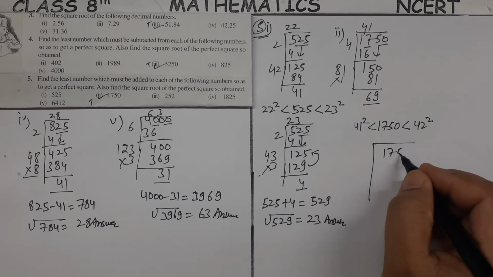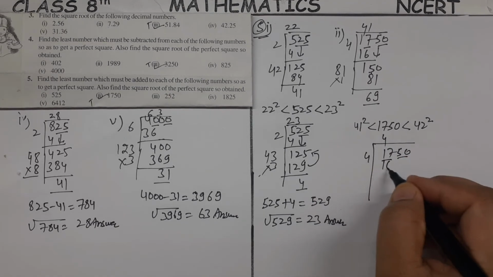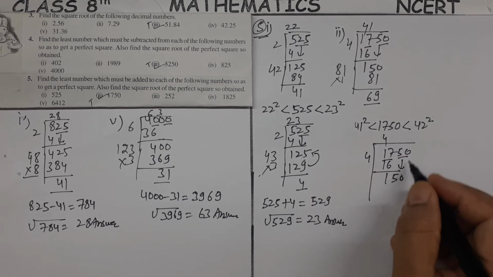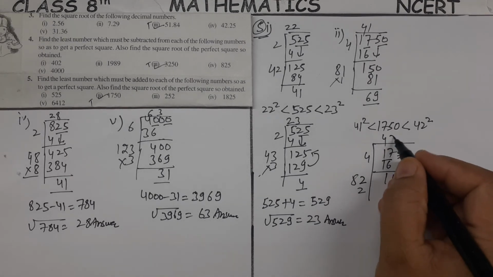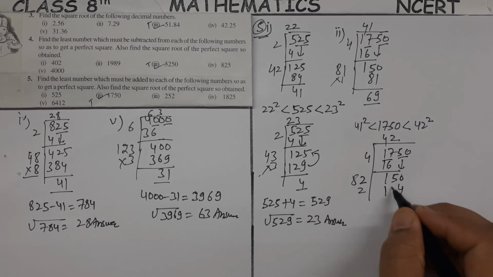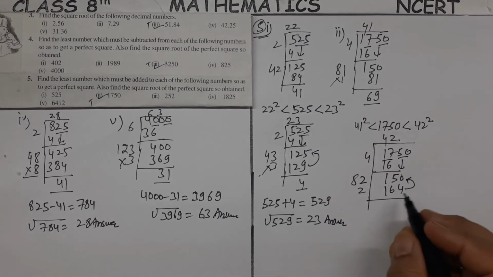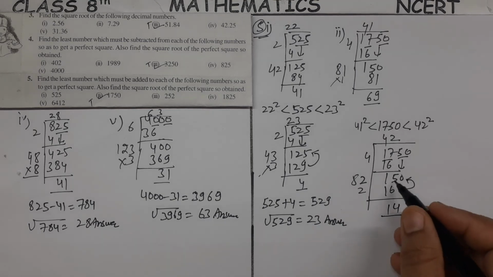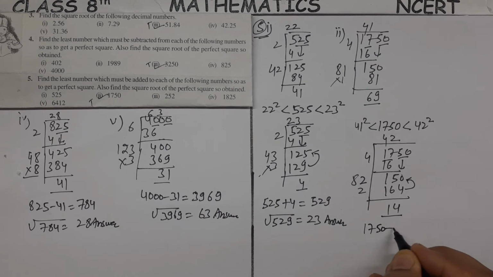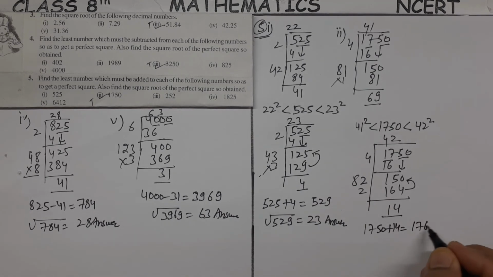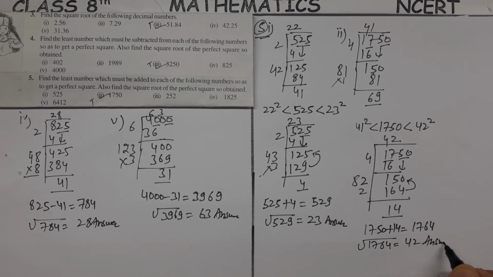Again we will try. 4 4s are 16. 150. Double of 4 is 8, 2 multiplied by 2. Write 2 here. Now subtract. 6 minus 5, 1. So 14 should be added. After adding we have 1764 and the square root of this number is 42.